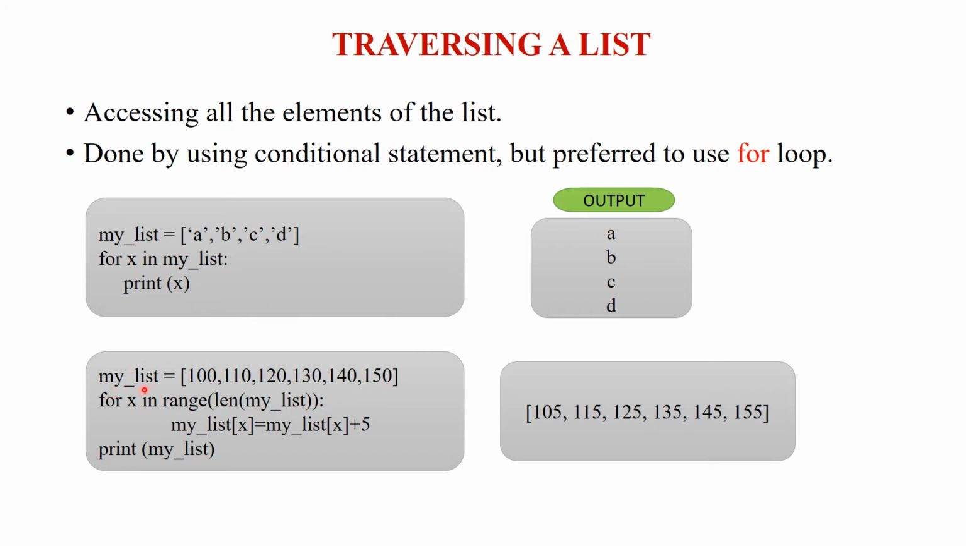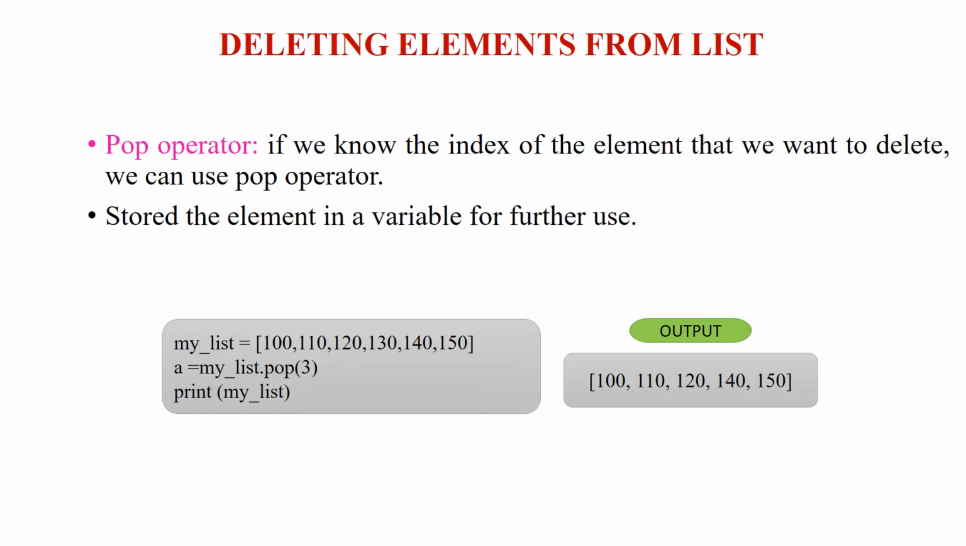Suppose I have a variable called my list. Here I'm going to find the length of the particular list, and for each value I'm going to add 5. Already here there is a value of 100, so 100 plus 5 is 105. When it comes to the next element, 110, 110 plus 5 is 115. Likewise it will get printed. So this is traversing a list.